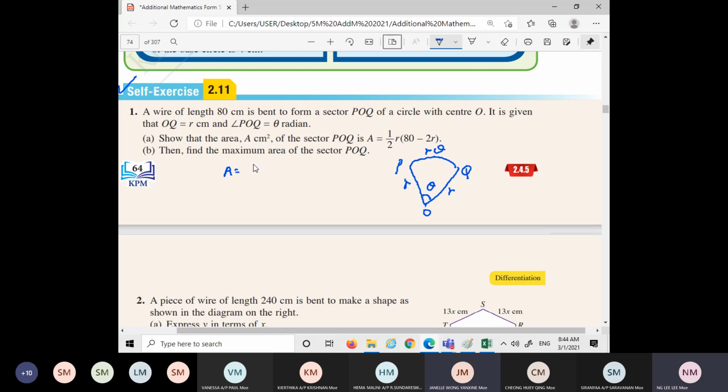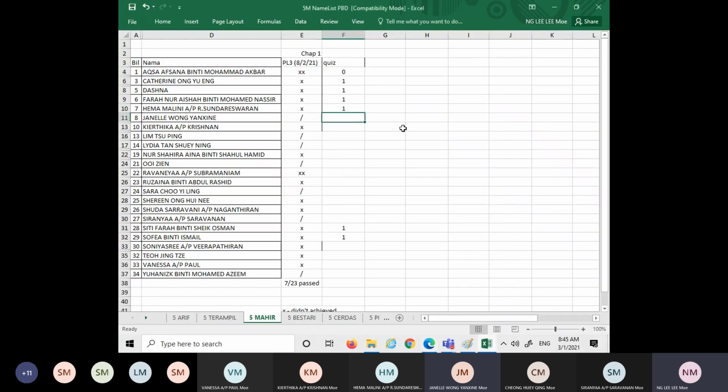Theta over 360 times pi r square. Alamak, that's lower form. I don't want that. You don't get theta over 360 because my theta here is in radian. If my theta here is in degrees, okay. One over 2 theta r square. Okay, one over 2 r square theta. Correct? Yeah. Okay, give Daniel one mark.